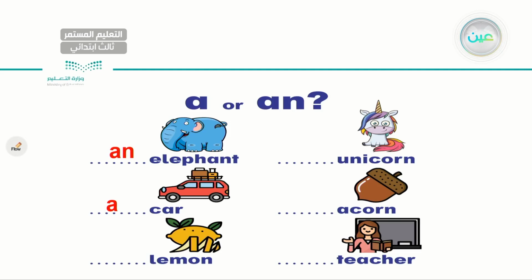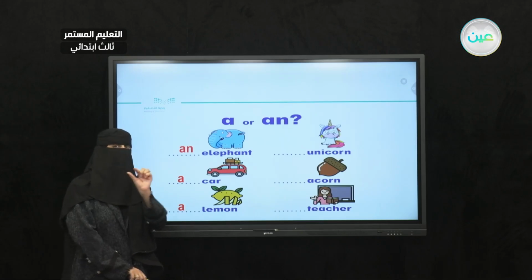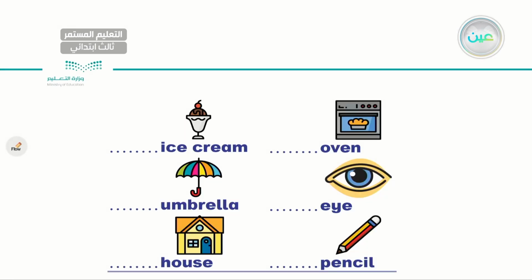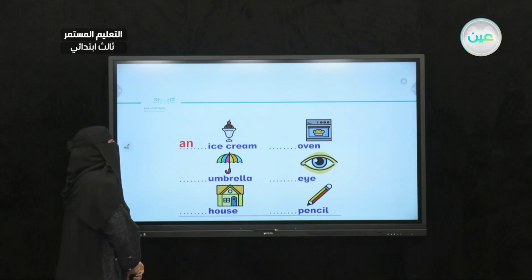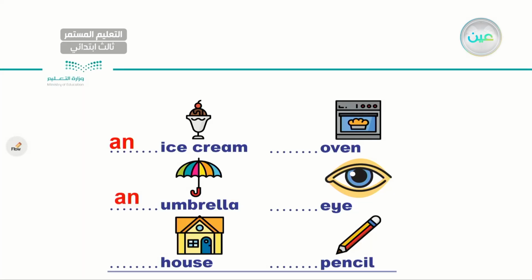Next, I have lemon, consonant, L. A lemon, very good. Unicorn. Now, uni is considered one sound. Unicorn, uni is considered one sound, so we'll be using a unicorn. Very good. Next, I have an acorn. And very good. And the last one, I have a teacher. Very good, my dear student. Same here. Ice cream, I, vowel, an ice cream. Very good. Next, I have umbrella, an umbrella.